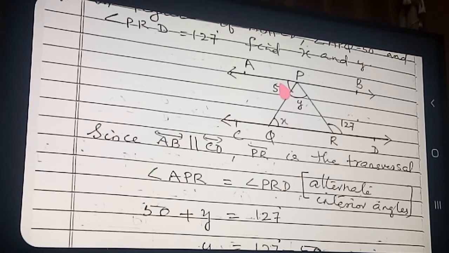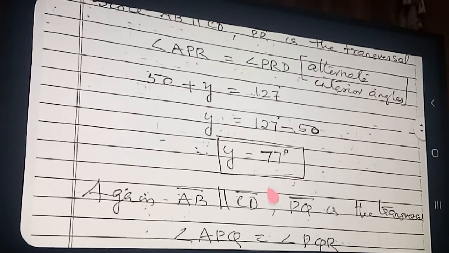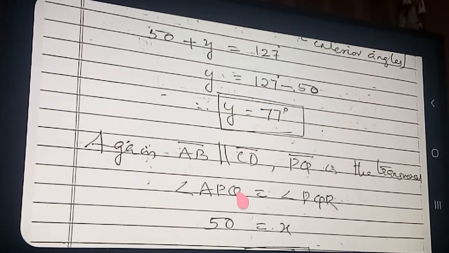So angle APQ and angle PQR are also what type of angles? Alternate interior angles. What about the alternate interior angles? They are equal. Alternate interior angles are always equal. See the next point I have written. Again, AB is parallel to CD and PQ is the transversal. Therefore, angle APQ is equal to angle PQR.